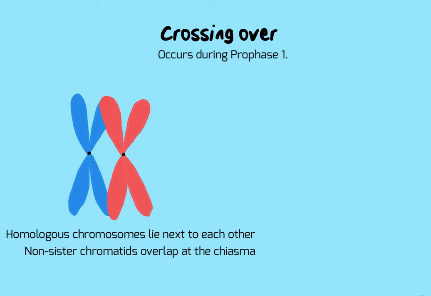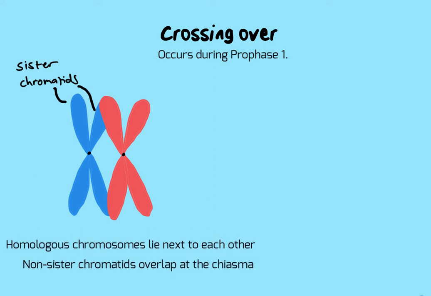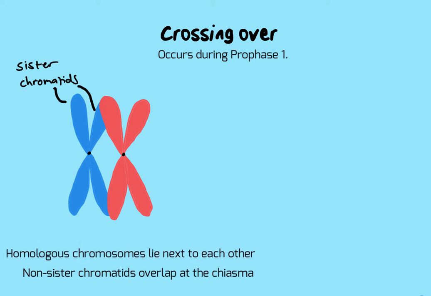So let me show you an example. So these are what you'd consider to be sister chromatids. So two blue chromatids are sister chromatids because they are identical to each other. Now, a red and a blue chromatid from opposite homologous chromosomes will be considered non-sister chromatids. So if I just point to a red and a blue one, that is a non-sister chromatid.